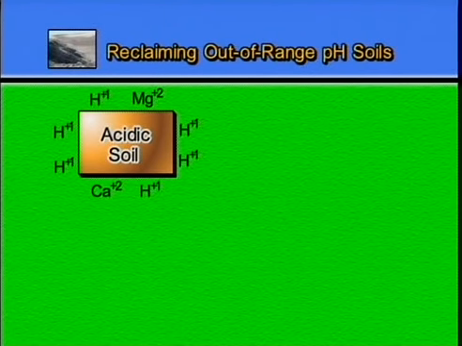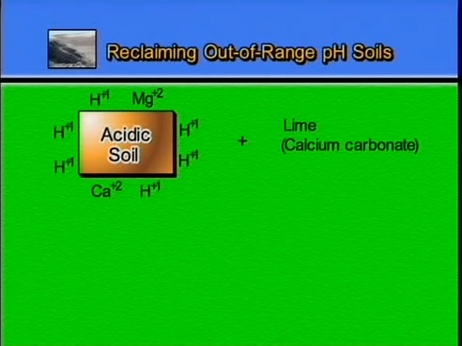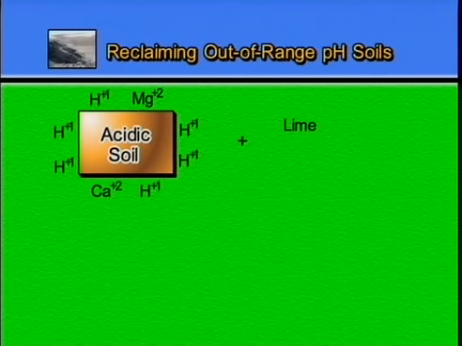So we come in and we apply lime as a soil amendment to raise the pH. Lime is calcium carbonate. If it's dolomitic lime, it would be calcium magnesium carbonate, but the chemistry of the reaction would be very much the same. Lime is going to dissociate, go into solution in the soil, and form calcium cations and carbonate anions.